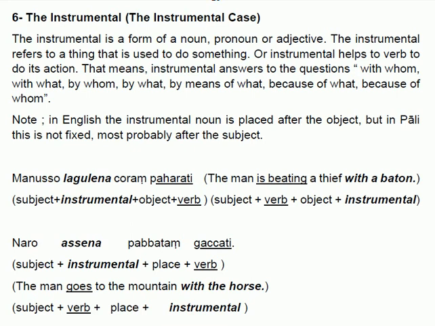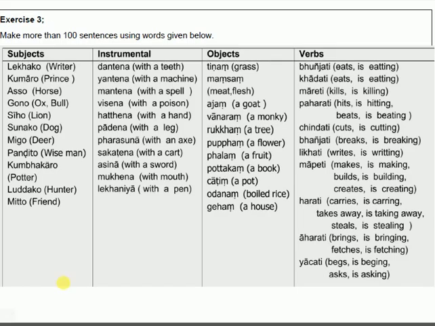Let's go to page number 11. Yes, page number 11. All right, here you have another exercise. This box has four columns: first the subject column, then the instrumental column, then the object column, then the last, the verb column. These subject nouns, objects and verbs you already know. The instrumentals are new. So let's read these instrumental nouns with me. Read it loudly.